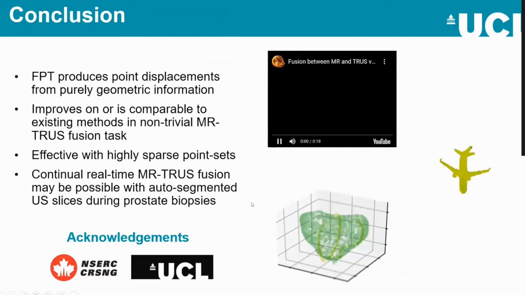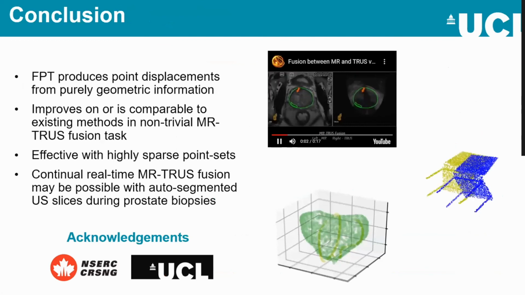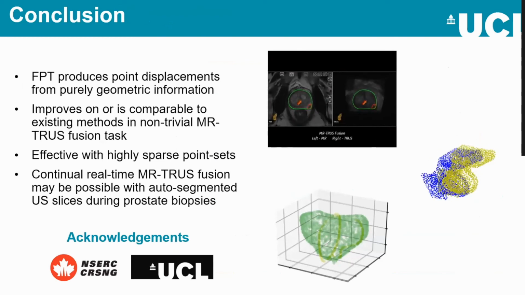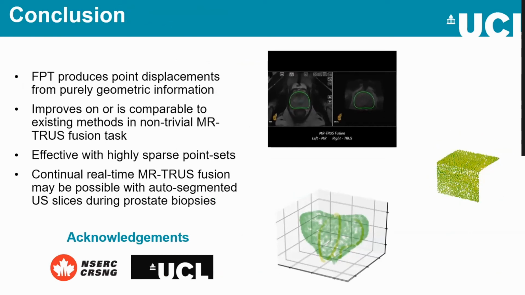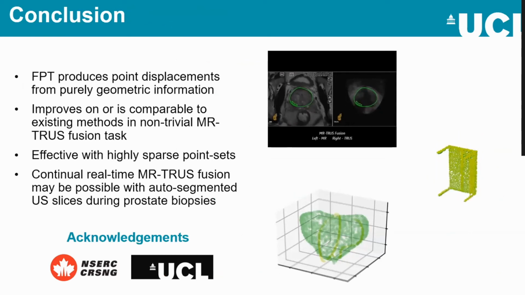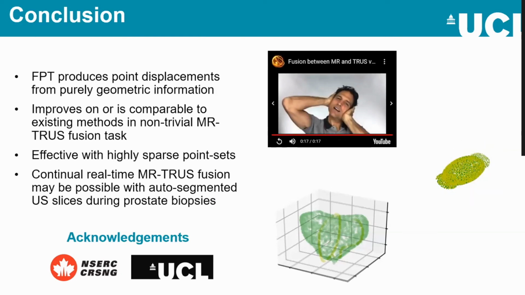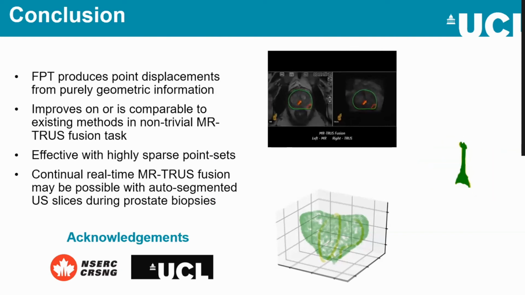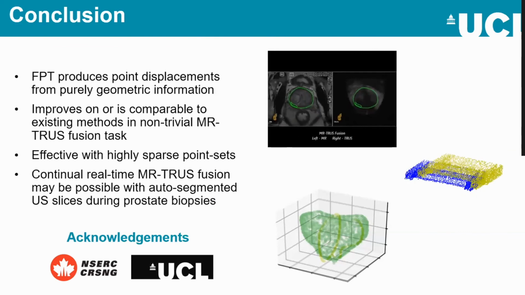So just to summarize and go through everything one more last time, we were able to use the free point transformer, or what we call FBT, to produce those point displacements that are purely from geometric information that we get from prostate contours, and it improves on, or is comparable to, some existing methods that are used for registration in this non-trivial MR to ultrasound fusion task. And we found that it was quite effective with highly sparse point sets relative to basically all the other methods that we had tried and investigated.